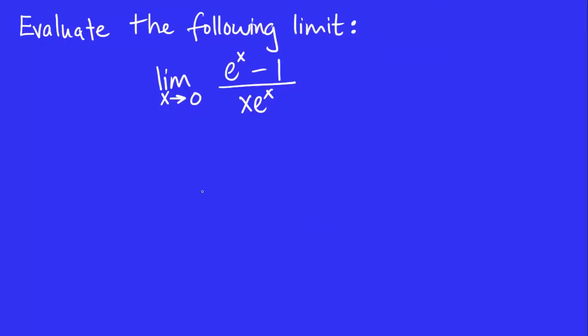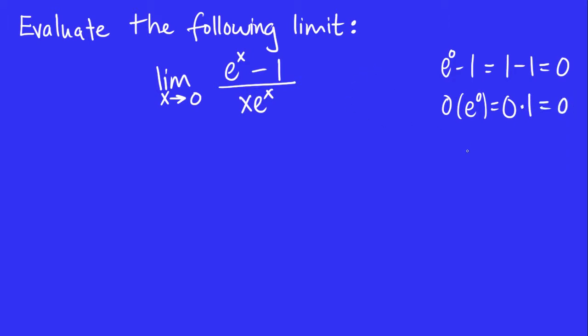All right, guys, let's take a look at this limit here. Why don't we put in 0 into the numerator and denominator and see what we get, and that'll help guide us in our direction of how we're going to solve this. When I put 0 in the top here, I get e to the 0 minus 1, which is 1 minus 1, which is 0. When I put 0 in the bottom, I get 0 times e to the 0, which is 0 times 1, which is 0. So the limit has the form 0 over 0, which is an indeterminate form.